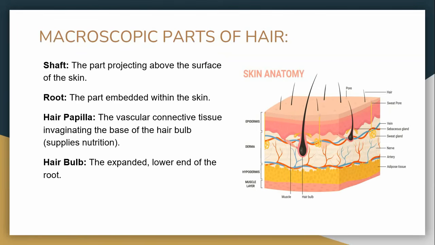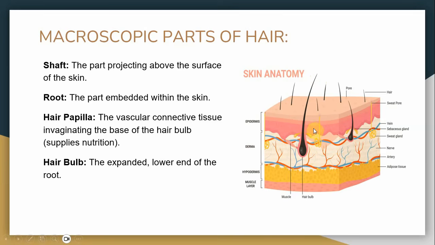Now talk about the macroscopic structure of the hair. Okay, so this image is showing different layers of skin. Number one is the epidermis. The different multiple layers of the epidermis are not shown here to make it simple. Then is the dermis layer. As I just told you earlier, the part of the hair that comes out of the surface of the epidermis is known as the hair shaft.